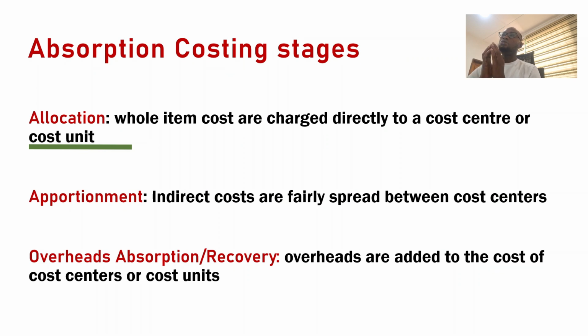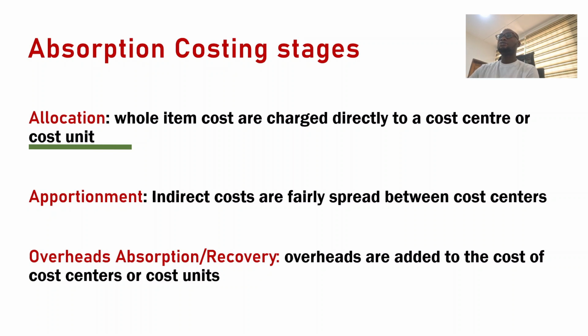Now let's go to our absorption costing stages. There are three main stages for absorption costing. The first is called allocation. The second is apportionment, and the last is overhead absorption or recovery.